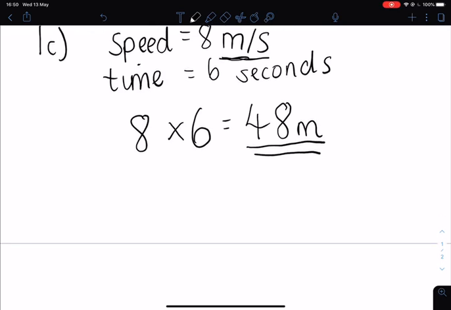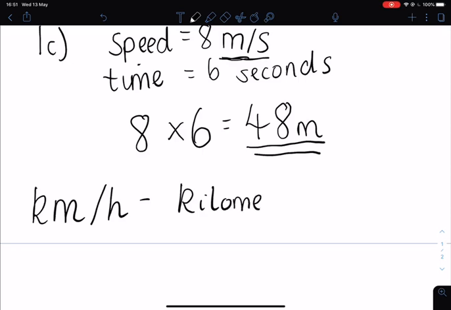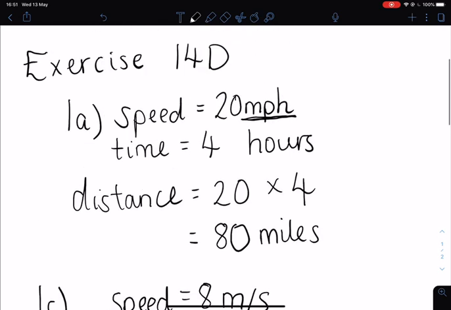You might also see this notation. That just means kilometers per hour. So if you're asked a question that involves this, then you know they're measuring in kilometers. Okay? Good luck.